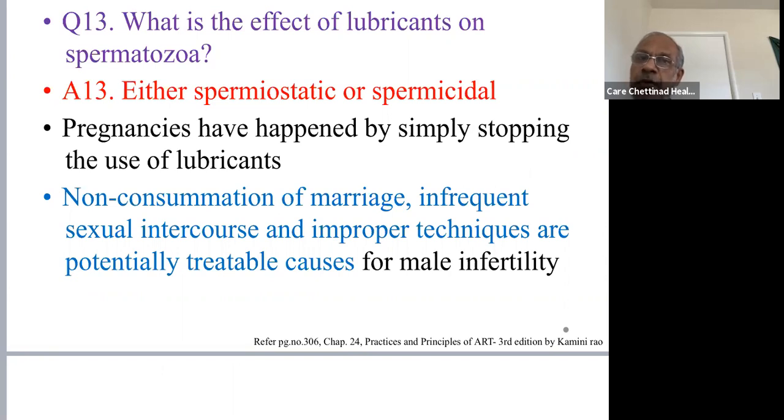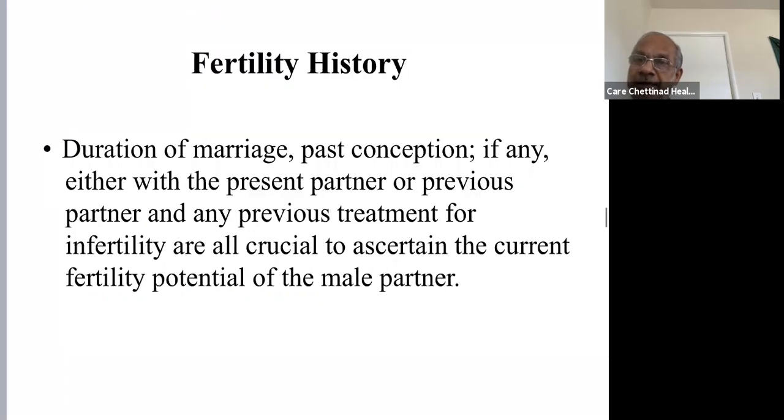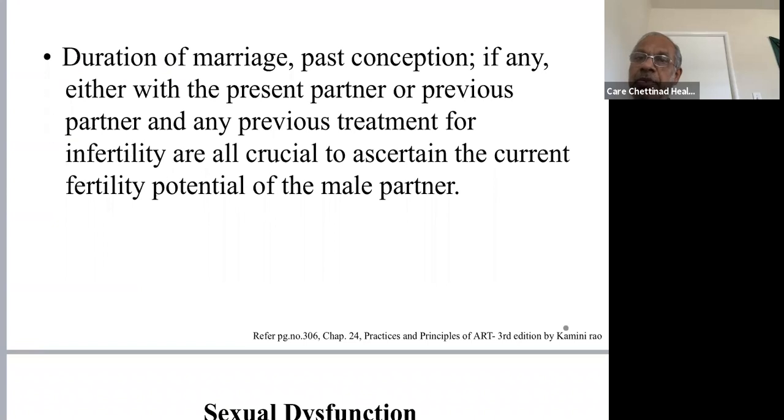And again, history can give you an idea about non-consummation of marriage, infrequent sexual intercourse, or improper techniques. That is why history is very important. Also remember, duration of marriage is important. The longer the wait, the more complicated things become. I often say infertility is a race against time. Two crucial factors, age of the couple and the duration of marriage, are both important, particularly age of the woman. Therefore, please ask a detailed history. And when you are doing clinical embryology also, look at the age of the couple.